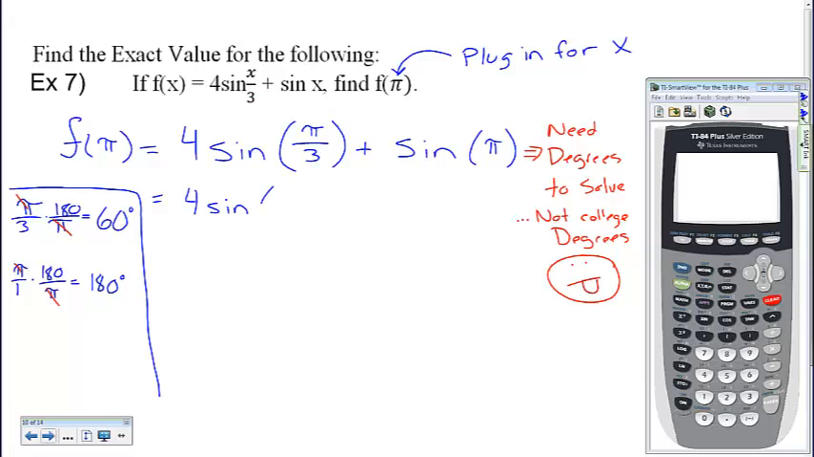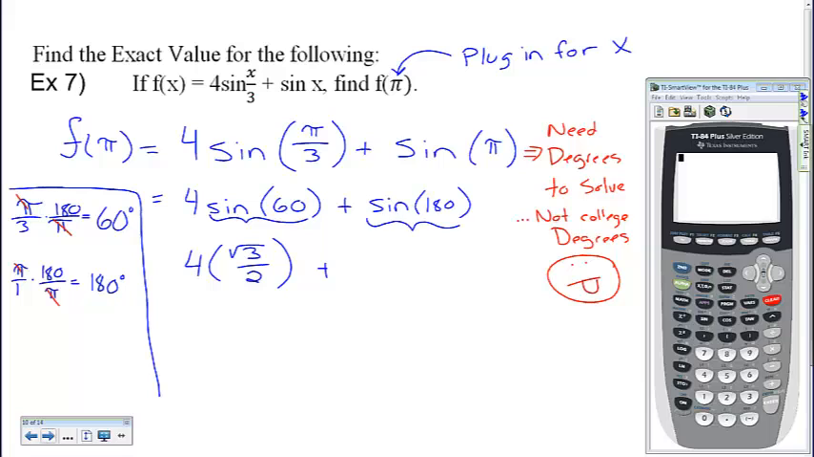So I should have a function equal to 4 times the sine of 60 degrees plus the sine of 180 degrees. Now think back to day 3, just a couple of days ago. You should know that the sine of 60 is equal to radical 3 over 2. Beautiful. And the 4 stays along. I add that to the sine of 180, which you should know also from day 3 is 0.